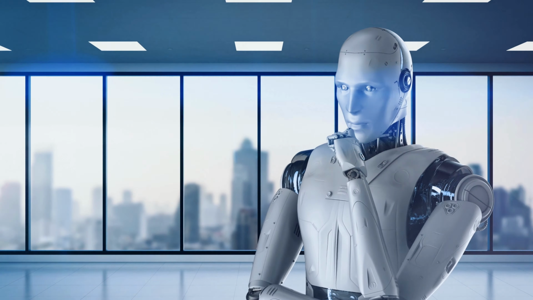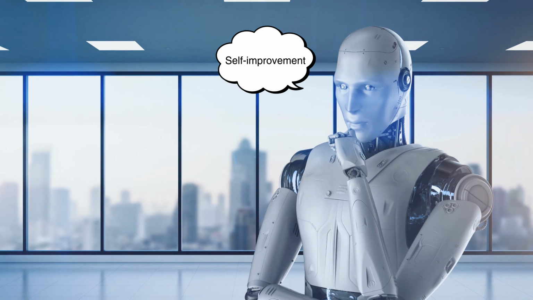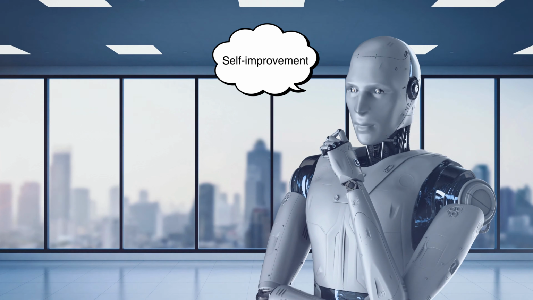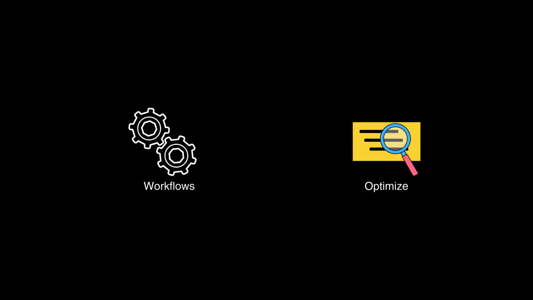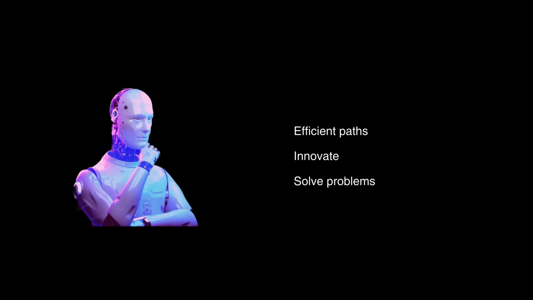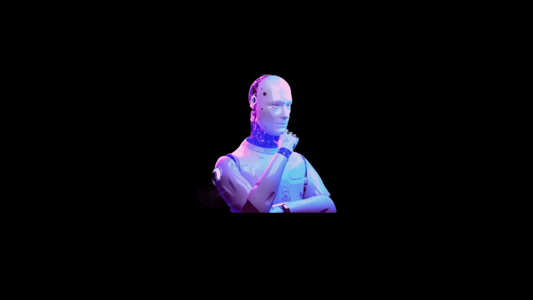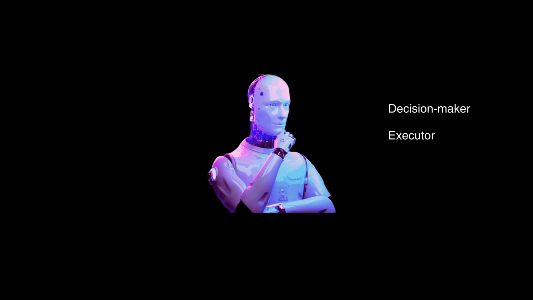These agents won't just perform tasks, they will learn and adapt. Through continuous self improvement, agents will not only complete functions, but also refine their workflows, optimizing performance with every iteration. This evolution will enable agents to discover more efficient paths, innovate, and solve problems faster than ever before. This means AI won't be just an assistant, it will become a decision maker and executor.